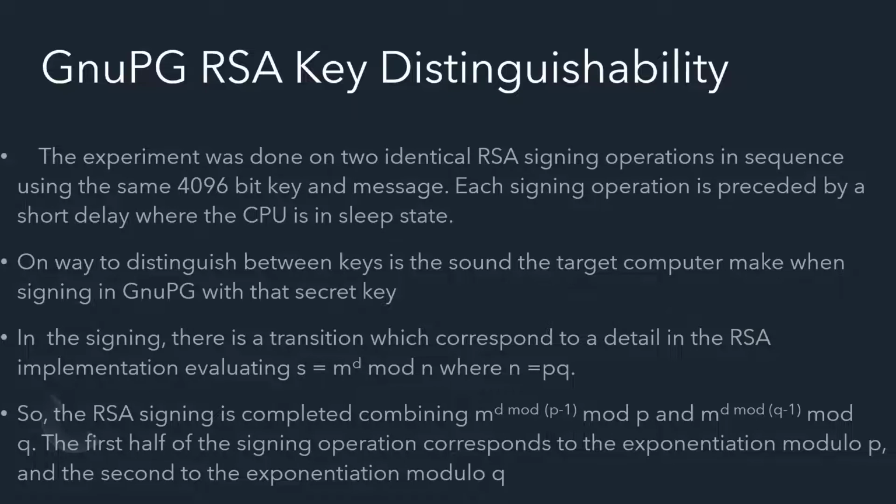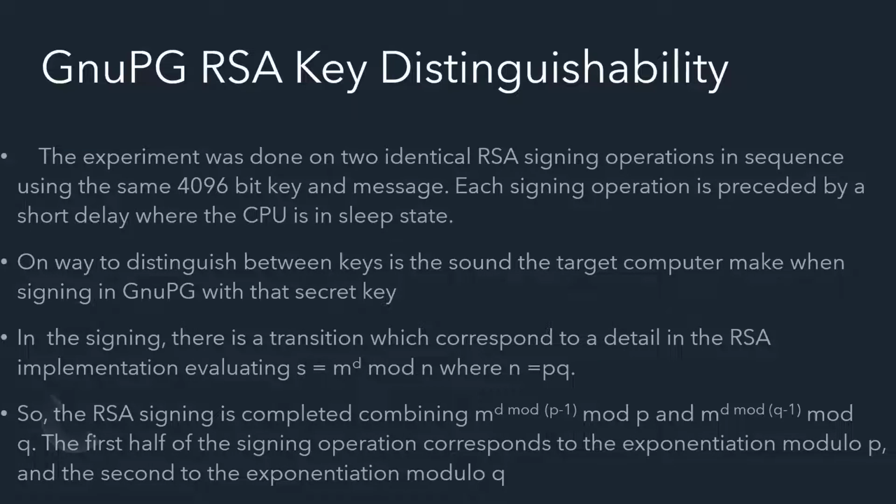The way to distinguish between keys is the sound the target computer makes when signing in GNUPG with that secret key. As I said earlier, the acoustic information is the sound that the machine makes whenever the person is encrypting with GNUPG. In the signing, there is a transition which corresponds to a detail in the RSA implementation evaluating S equals M^d mod N, where N equals P times Q.